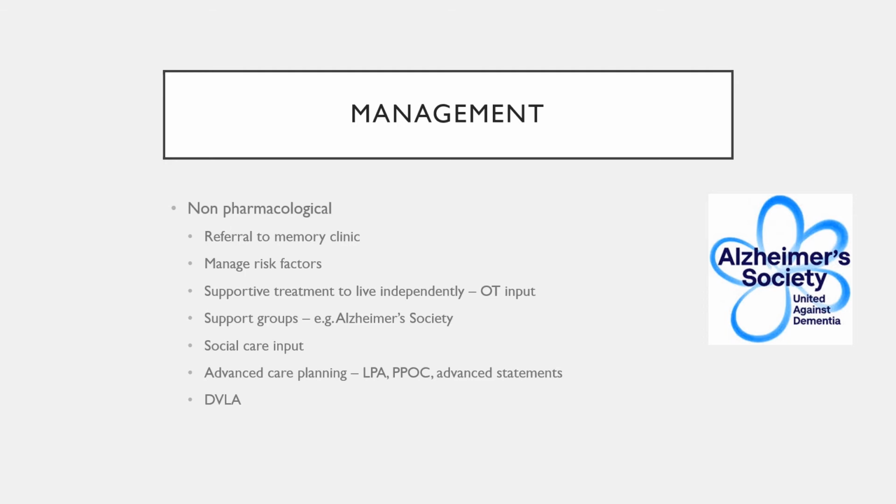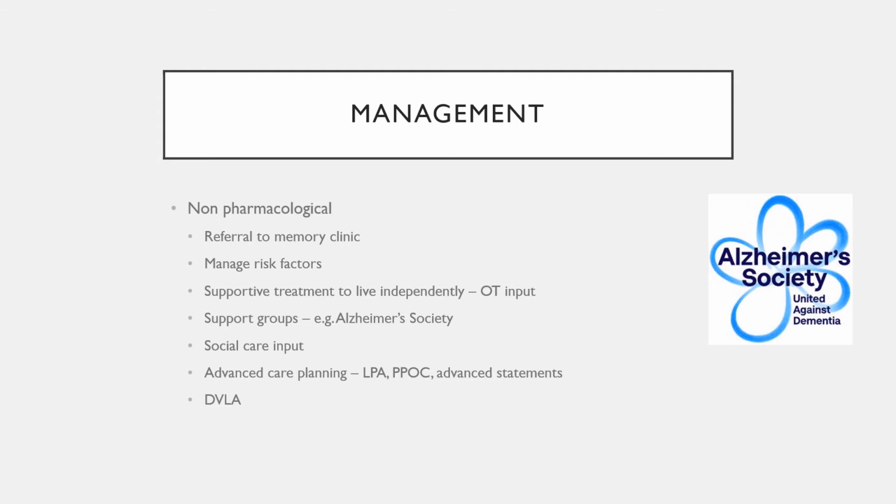In terms of management of dementia, the first thing to think about is non-pharmacological management. Most people will be referred to memory clinic for specialist assessment and management. It's important to manage risk factors, those vascular risk factors we've discussed, such as cholesterol, blood pressure, smoking. If you can encourage smoking cessation, get good control of blood glucose and blood pressure, those are really important.